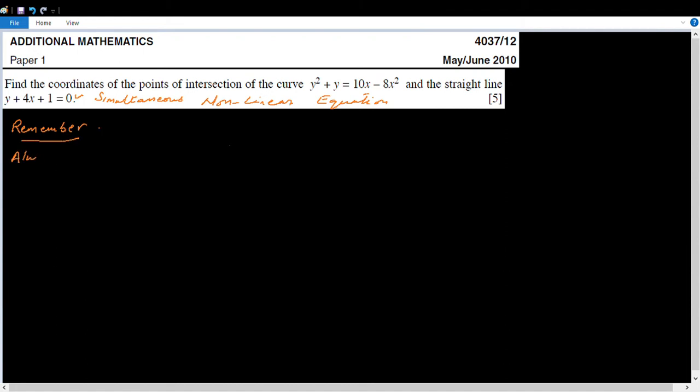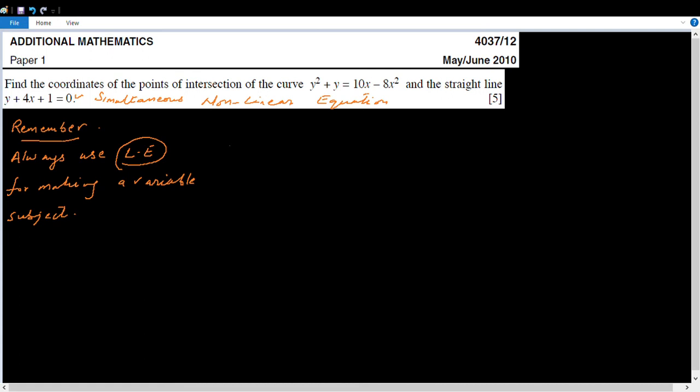always use the linear equation for making a variable subject. So to make a variable subject, always use the linear equation. This you have to remember. Don't go for the other equation to make that variable.